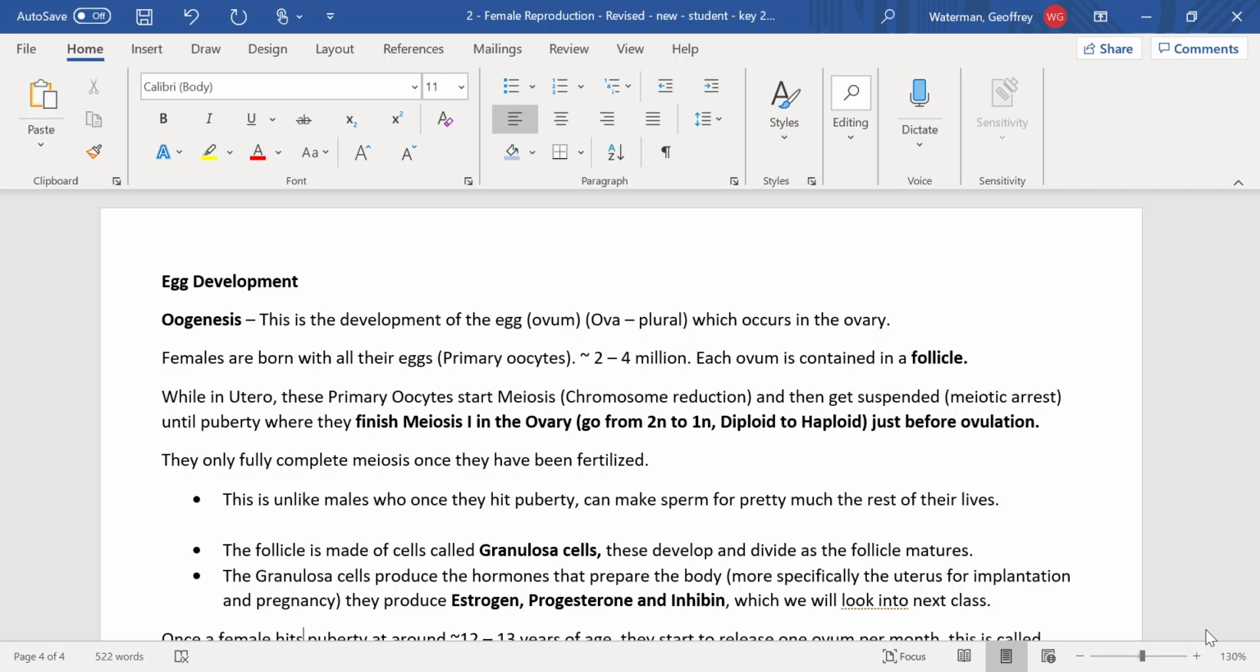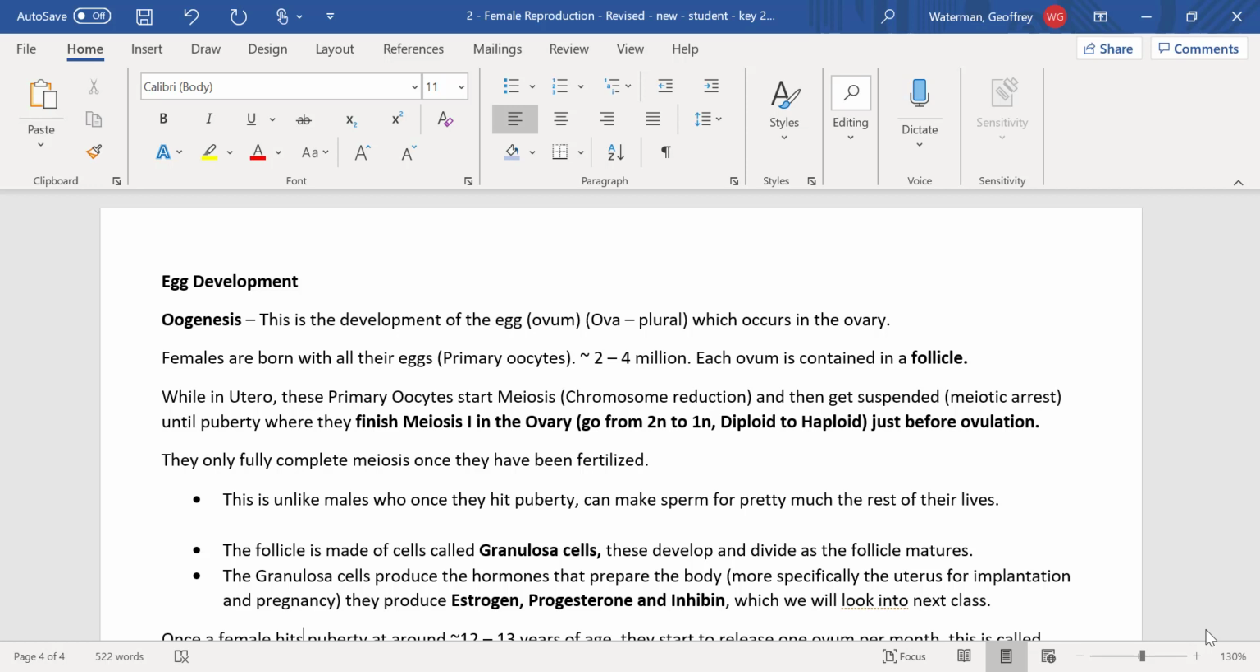So females are born with all their eggs. These are called primary oocytes or oocytes. This can be approximately 2 to 4 million. Each ovum is contained in a follicle, all right? And we're going to see that in a little bit. Well, in utero, these primary oocytes start meiosis. So remember that meiosis is chromosome reduction. This is really important because when a sperm and an egg meet, they both have to be 1N or haploid so that they can make a diploid cell and that you have all your chromosomes.